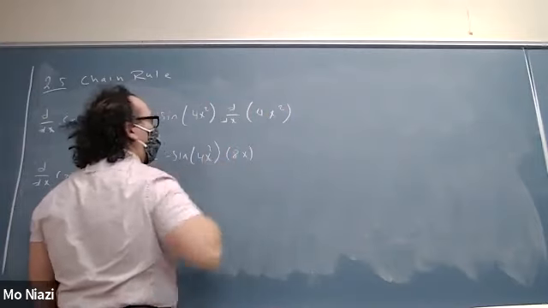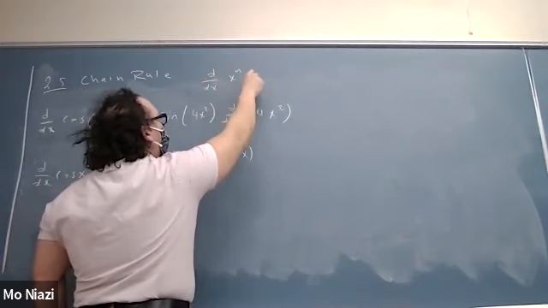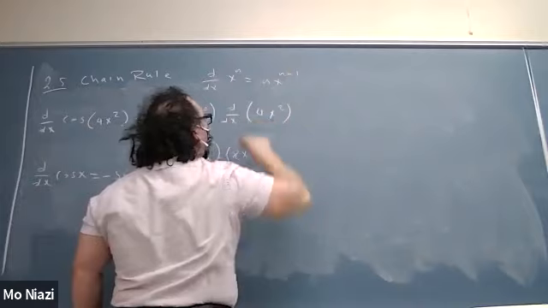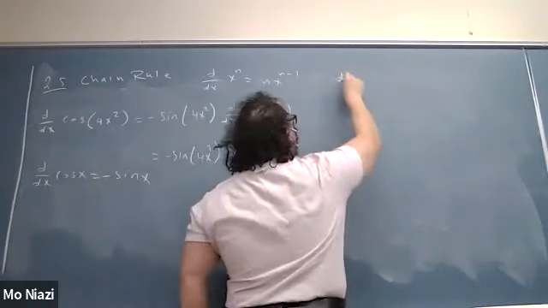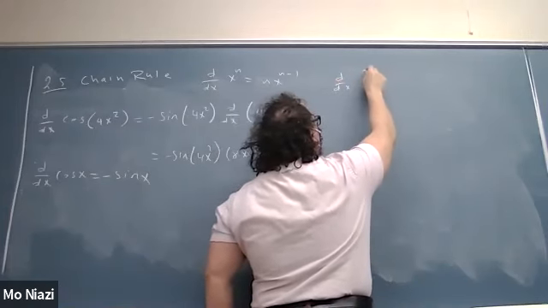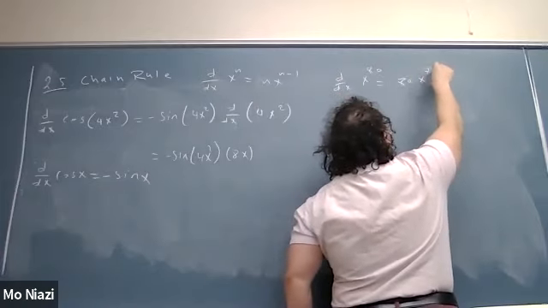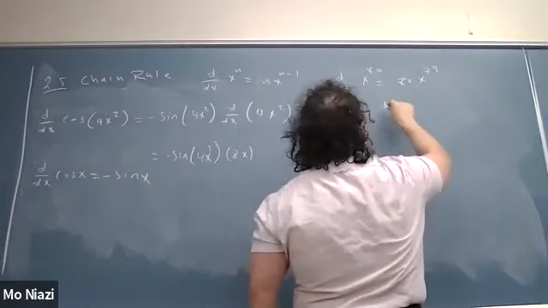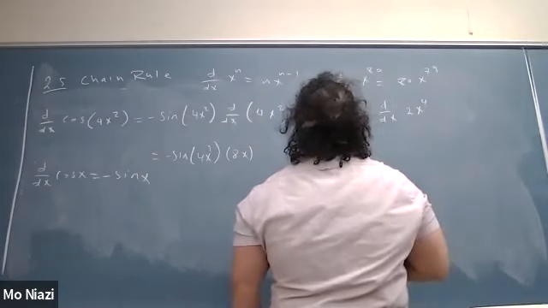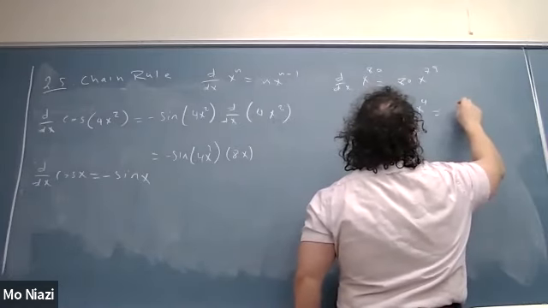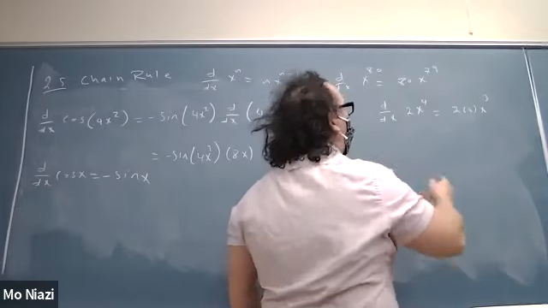The 2 comes down, minus 1. Remember the power rule, guys? d dx of some x to the n is n x to the n minus 1. So for example, d dx of x to the 80 is 80 x to the 79. d dx of 2x to the 4th, for example, is 2 times 4 times x to the 3rd. We'll just decrease that power by 1.